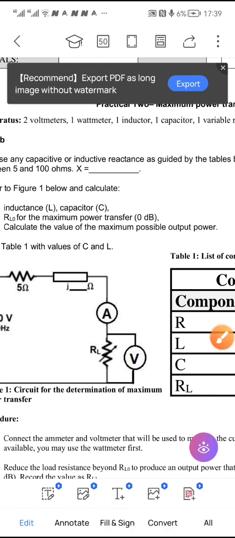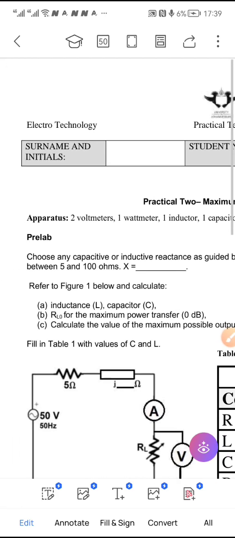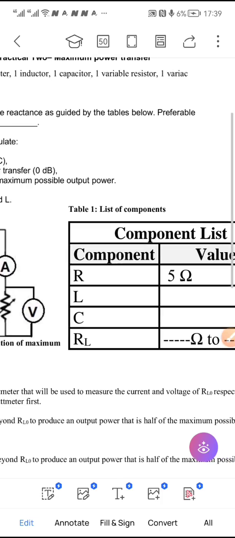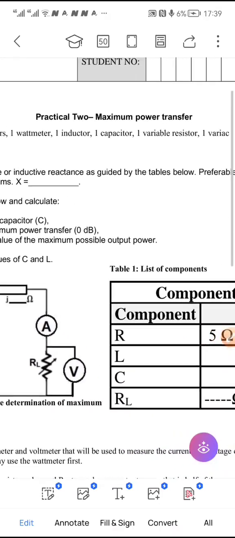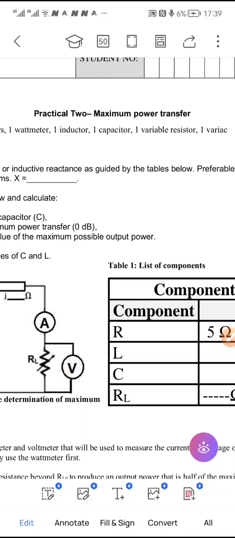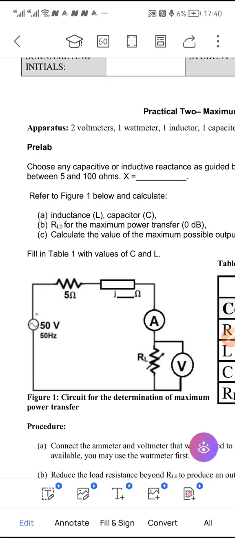Practical 2. Now, we start by looking at your question paper there. What you are supposed to do is to evaluate maximum power transfer. And the power can only be maximum at the output, provided the output resistance is equal to the internal resistance of the circuit.